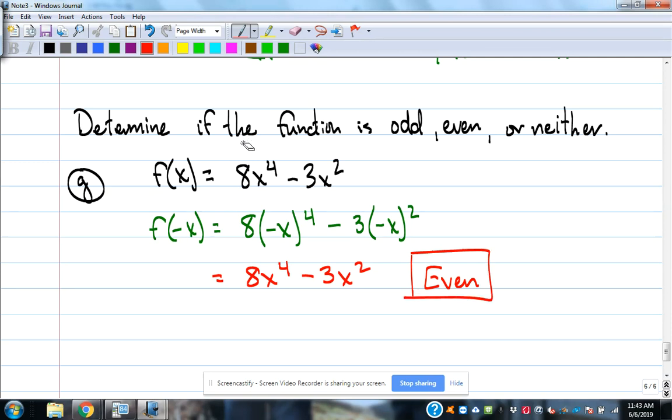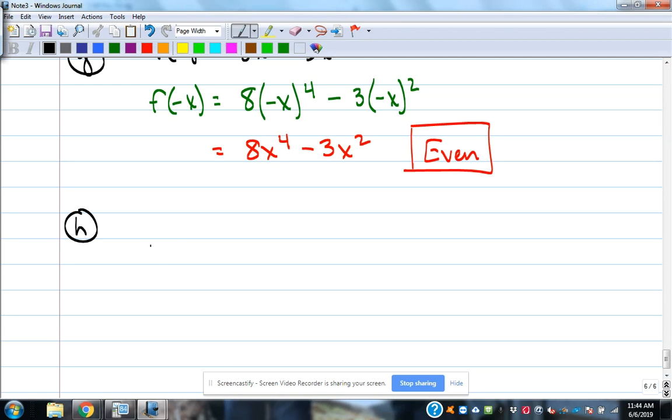Look at the exponents. Look at the original. Look at the exponents on the variables. What kind are both of them? 4 and 2 are both even numbers, right? So if everybody has a variable and all the exponents are even, that function is going to be even. Everybody has to have a variable. Everybody has to have an even exponent. Doesn't matter what numbers are in front. That doesn't matter. It's the exponents. If they're all even, then it's an even function. That's the shortcut to it.